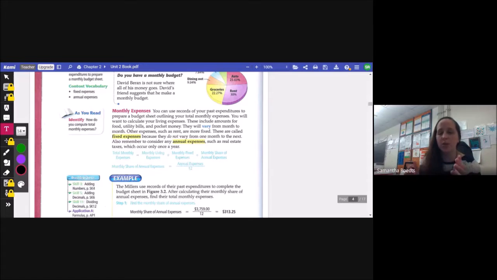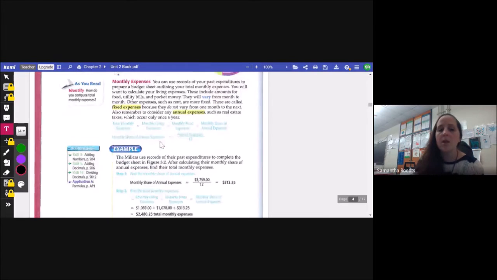So you take all your annual expenses: your life insurance, your home and renter's insurance, your car insurance, real estate property taxes, things like that. They're usually annual expenses. You pay for them once a year. So you're going to divide that by 12 to figure out your monthly expenses.